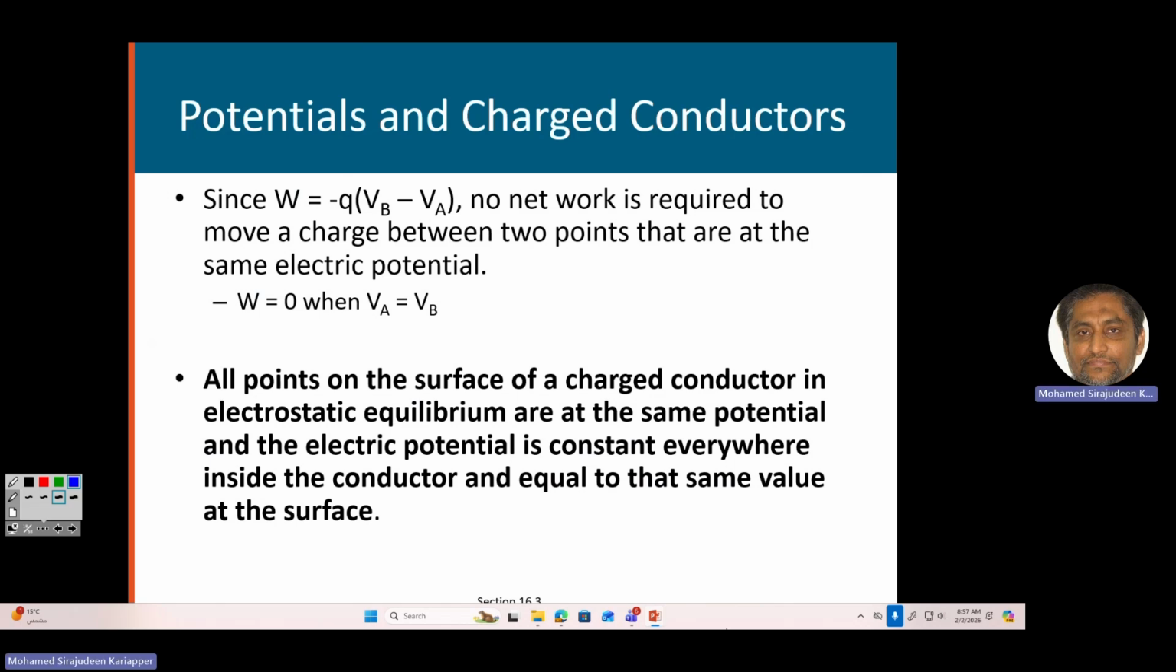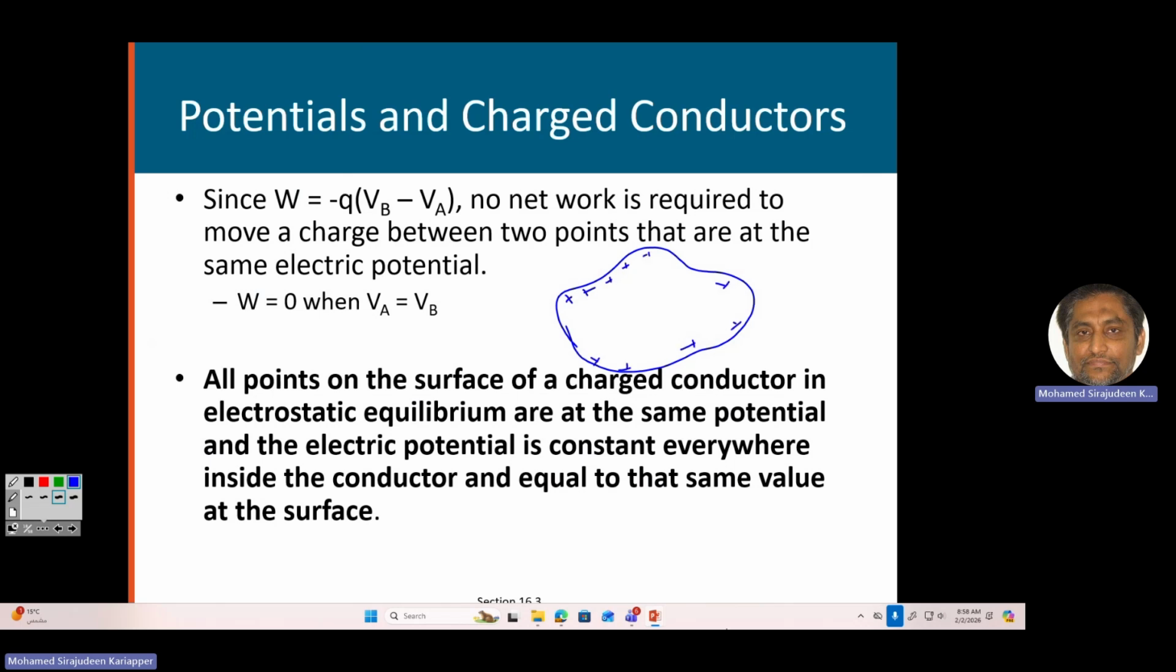And we want to talk about the potential in this charged conductor. We know about some properties of a conductor which you learned in chapter 15. One of the properties is, on a conductor, the excess charges will, suppose positively in excess, come to the surface if there are any positive excess charge.